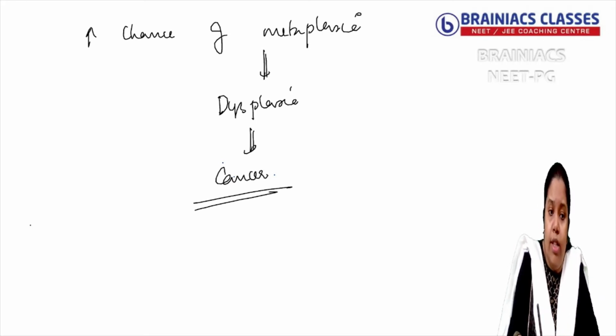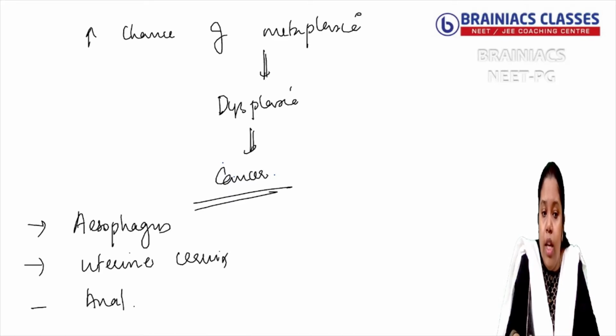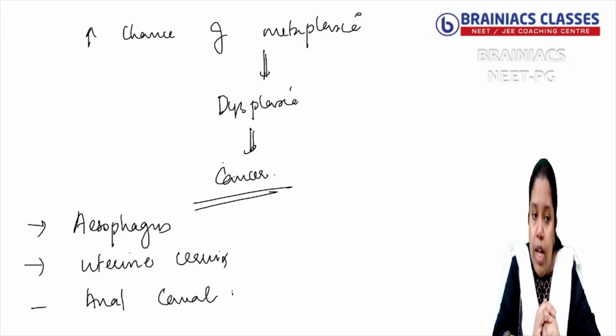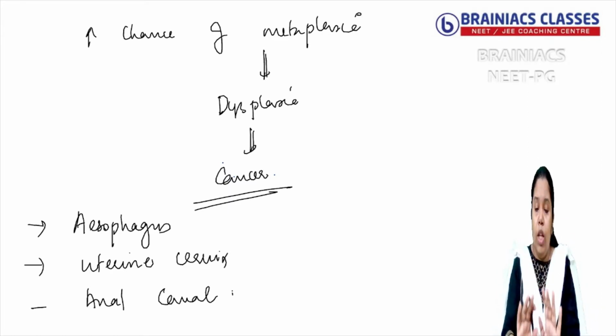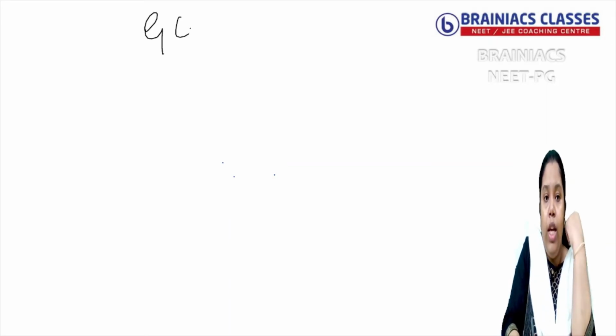Where can you see this squamo-columnar junction? It is present in the esophagus, then in the uterine cervix and the anal canal. In these three areas, you can see this squamo-columnar junction. Understand? Right. So this is about the epithelial part. Now we are moving on to the glandular parts, about the glands.